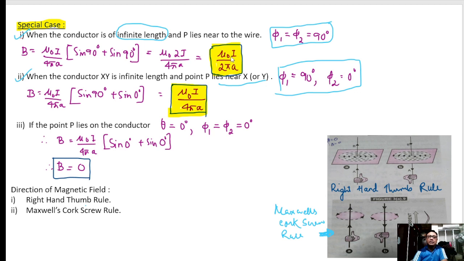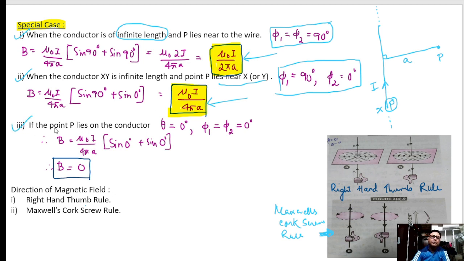This is the magnetic field due to a straight wire of infinite length carrying current. That means you have a wire like this, of infinite length, carrying current I, at a perpendicular distance a. What is the magnetic field here? This is the formula. Clear? And if P is anywhere here, what is the magnetic field? This is the magnetic field.